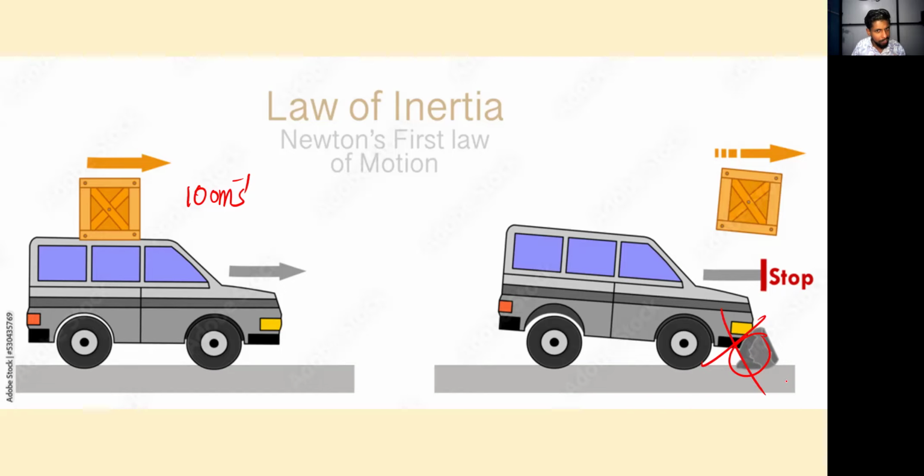What will happen to the box? If the car stopped, what will happen to the box? Will that box stop the motion? No, right? The box will never stop the motion. The box will move with the same velocity. It will move with the velocity of 100 m/s.